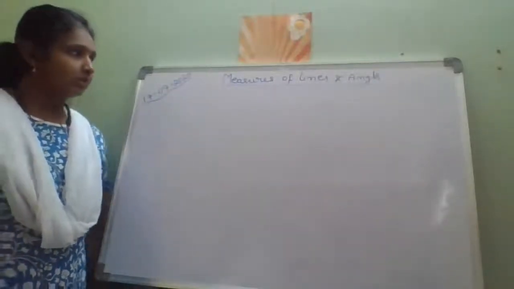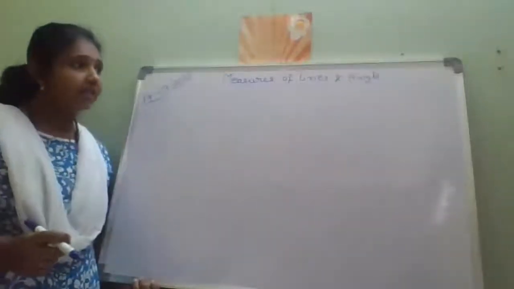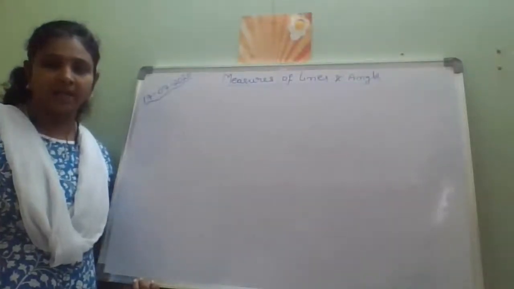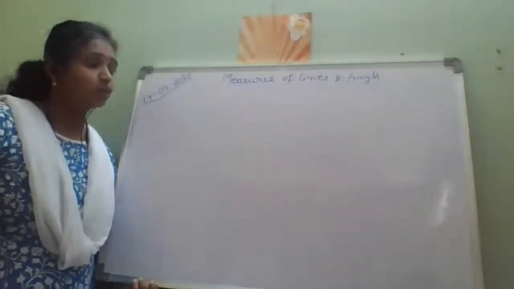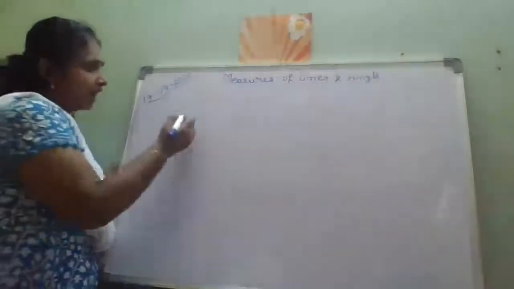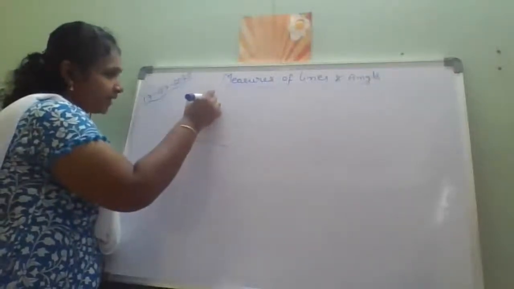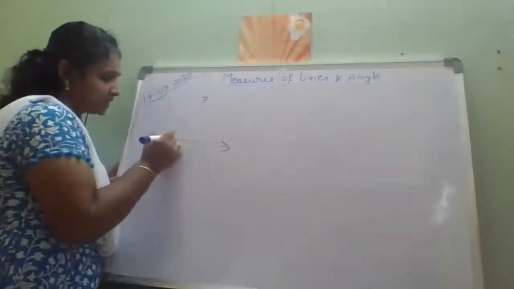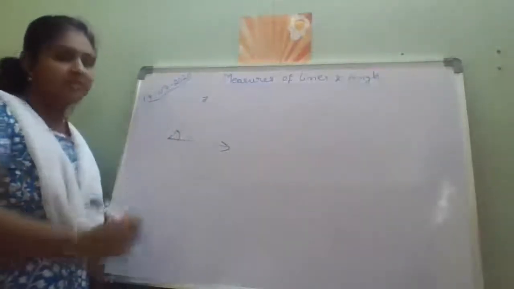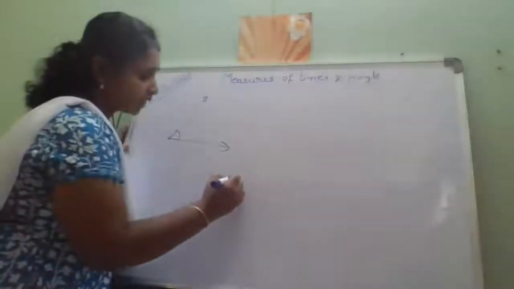Good morning, everyone. Today's topic is measures of lines and angles. In this, we learn how to measure an angle by using a protractor. An angle means two line segments joined at one vertex. So how do we measure this angle? By using a protractor.